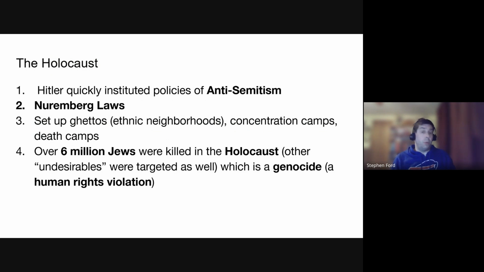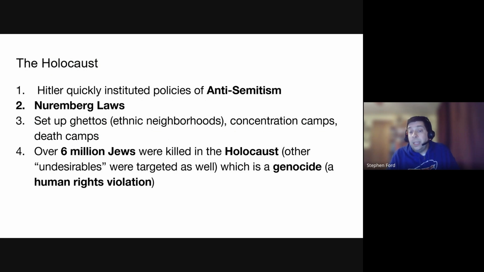The results of the Holocaust: 6 million Jews die in the Holocaust. Another 6 million that the Nazis deem undesirable were targeted as well. And this is a genocide, the attempted killing of a people in whole or in part. This is a human rights violation for an enduring issues essay.